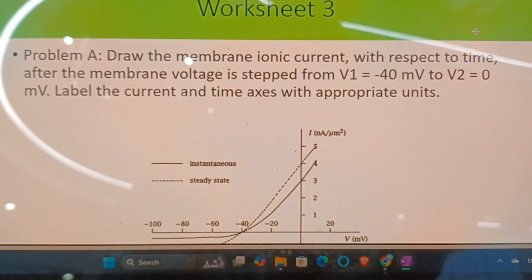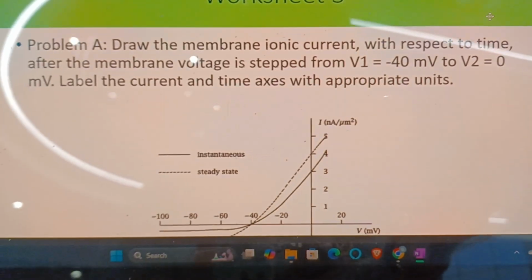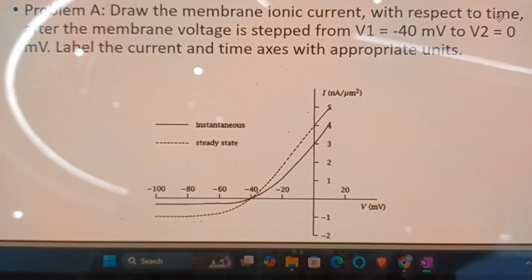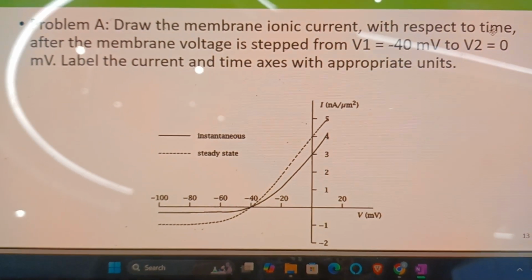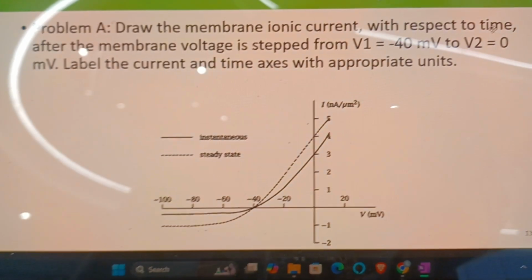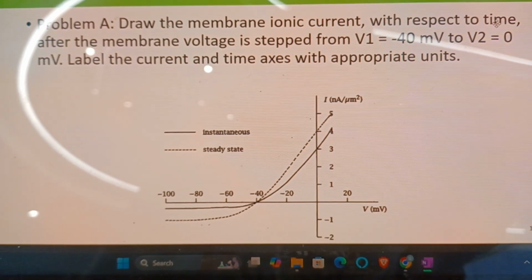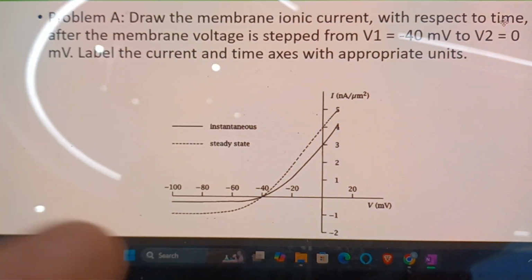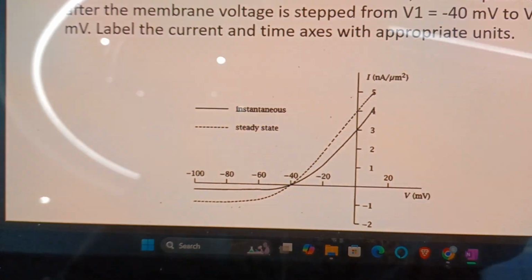So in this one, we're given this VI curve, and then we're asked to draw a time versus voltage and time versus current curve when voltage moved from negative 40 millivolt to 0 millivolt. And what we see is that there's two curves. One is instantaneous and another is steady state.